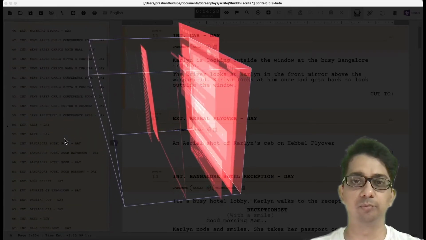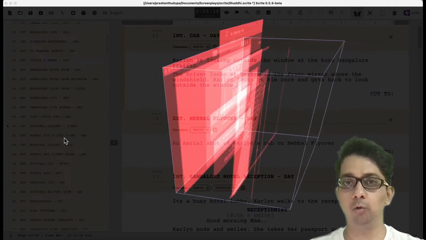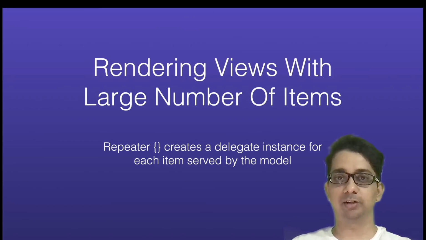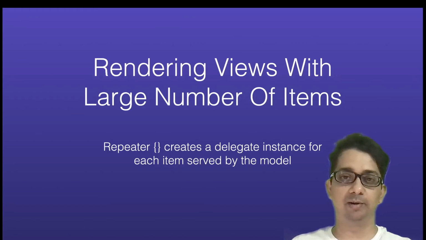Notice the list view component used in both the screenplay list panel on the left and the screenplay editor in the middle. They only create as many delegates as are visible on the screen. While built-in views like list view and grid view are smart, repeater isn't. Repeater simply creates one delegate for each item served by the model. This means that if the model is serving 20,000 items, repeater creates 20,000 instances of the delegate.